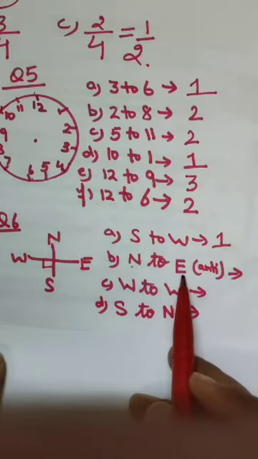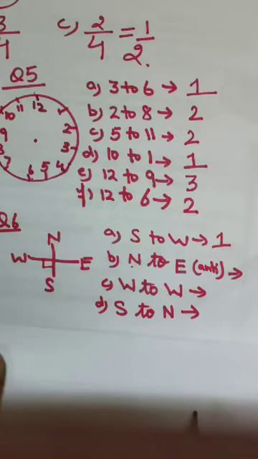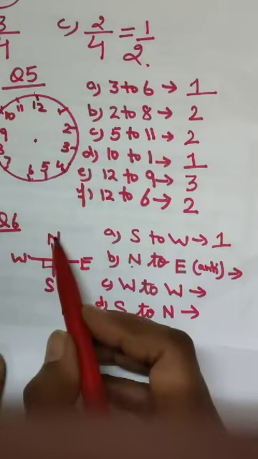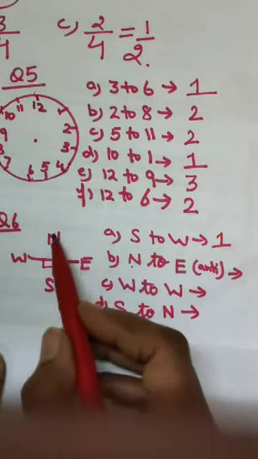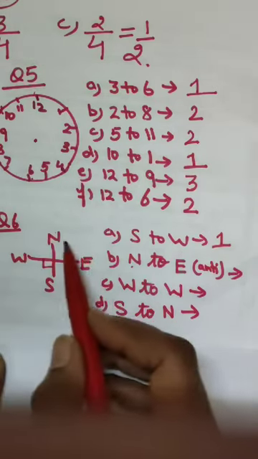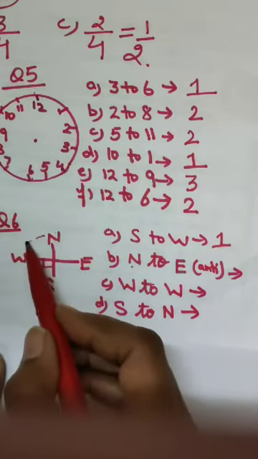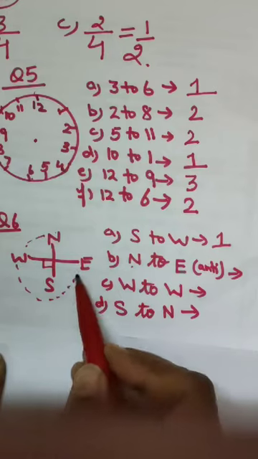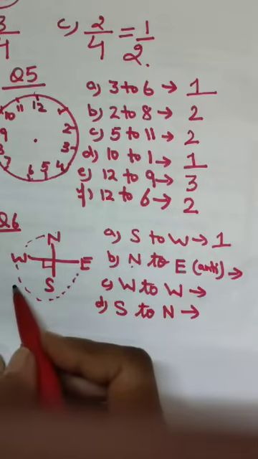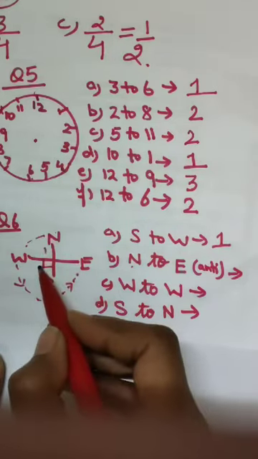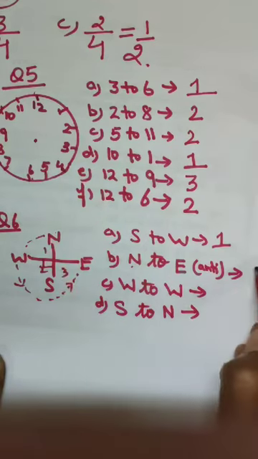North to east, but it is given in the question anti-clockwise. North to east means we are not moving like this, in the direction of the clock, but anti-clockwise, like this. So how many right angles has it made? 1, 2, 3. It has made 3 right angles.